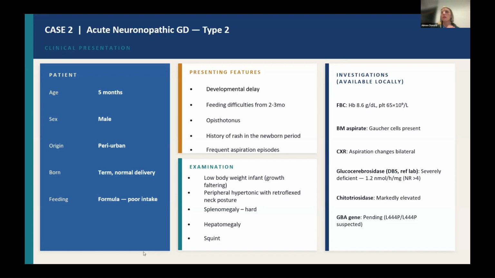This baby has also got a low hemoglobin, a low platelet count, and there's been a bone marrow aspirate already, which demonstrates the Gaucher cells. The chest X-ray shows evidence of aspiration, so consistent with the history of possible aspiration episodes. And you've got severely deficient glucocerebrosidase enzyme as well. The chitotriosidase is markedly elevated. And you're waiting on the GBA gene results. And because of where you are and what you've heard about this, you're suspecting this might be an L444P homozygous baby.